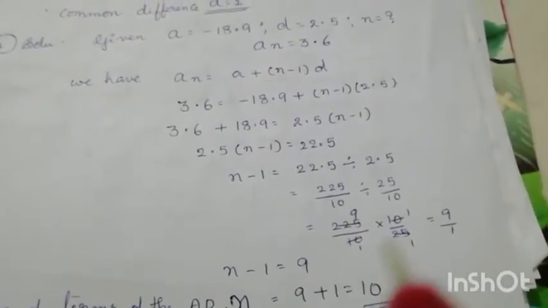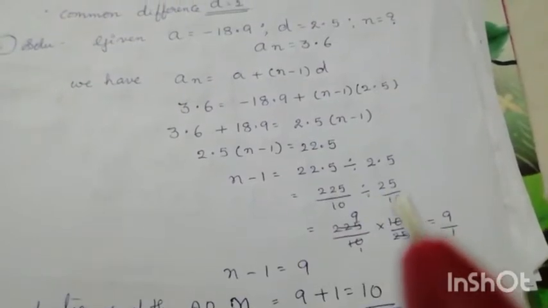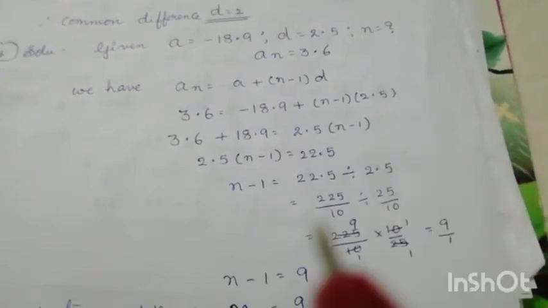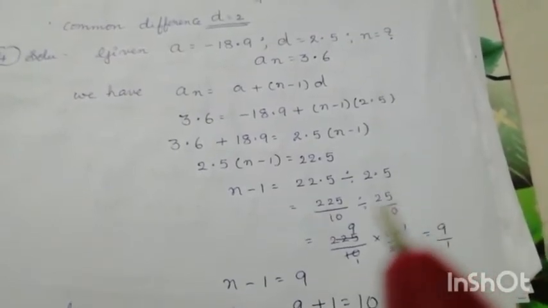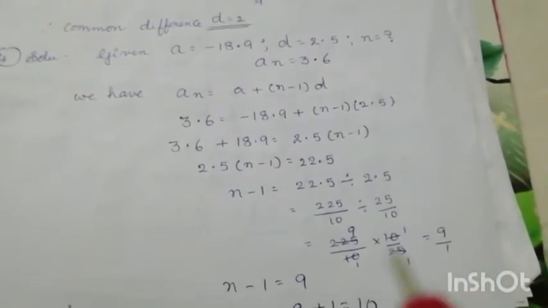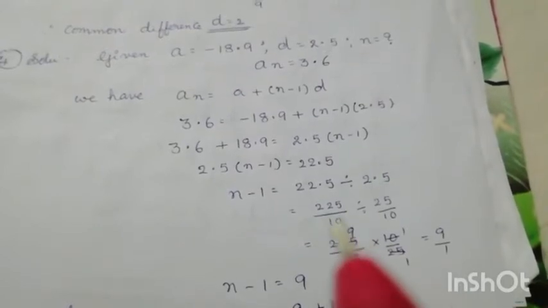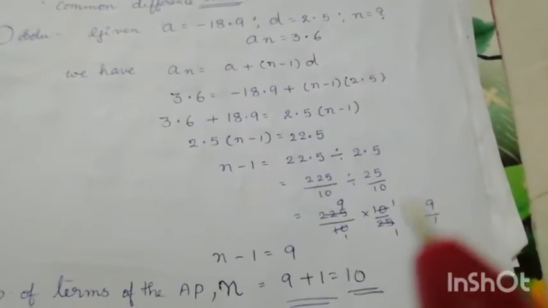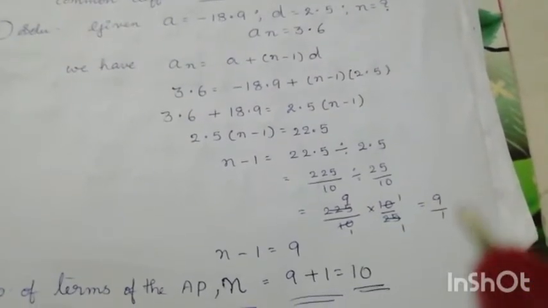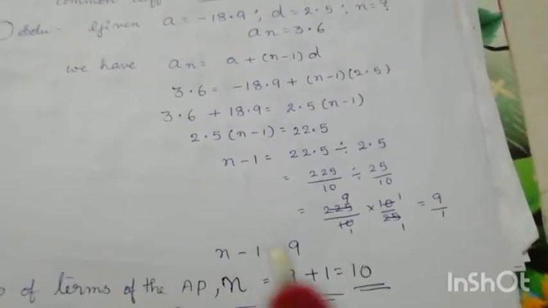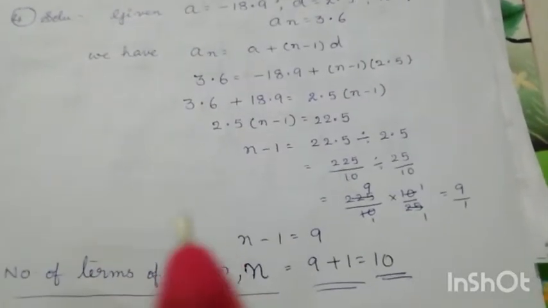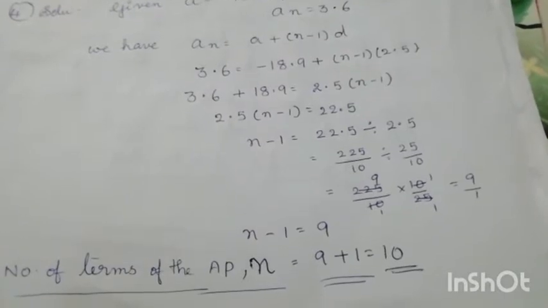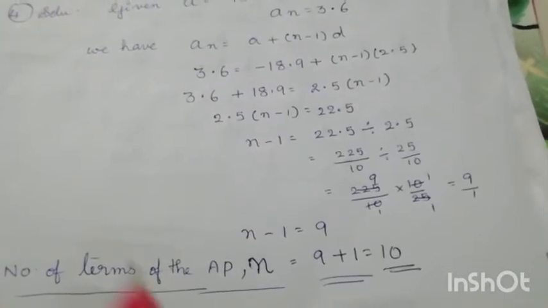225 by 10. When we are doing a division with a fraction, we multiply with its reciprocal. The reciprocal of 25 by 10 is 10 by 25. 25 goes into 225 9 times, 10 goes into 10 1 time. So 9 into 1 by 1 into 1, which is equal to 9 by 1. N minus 1 is equal to 9. Therefore N is equal to 9 plus 1, which is equal to 10. Therefore number of terms of the AP, N is equal to 10.